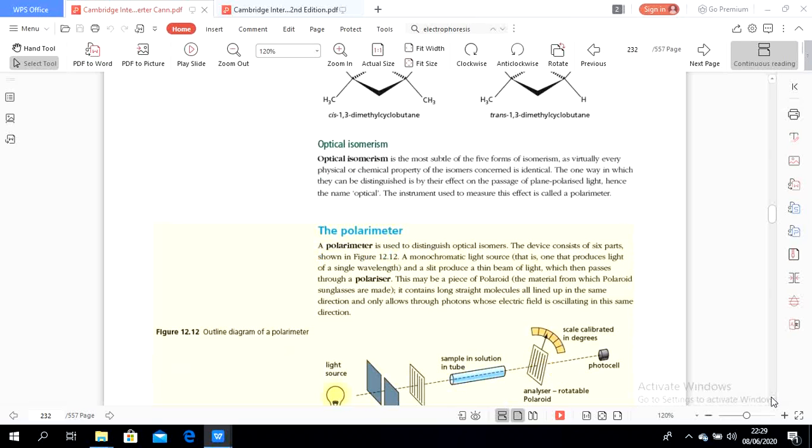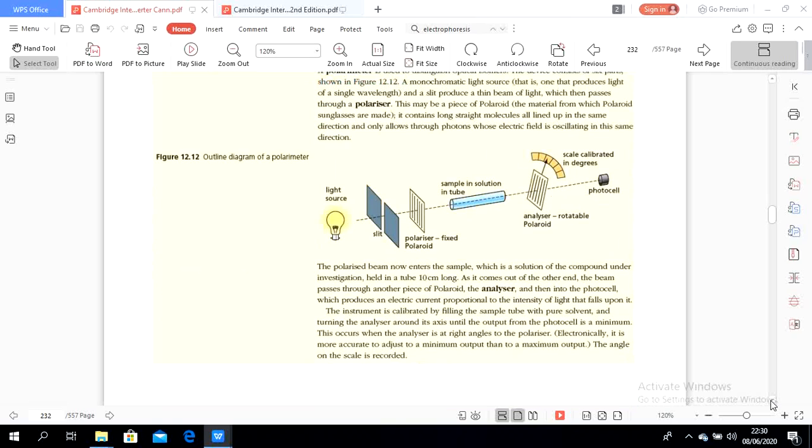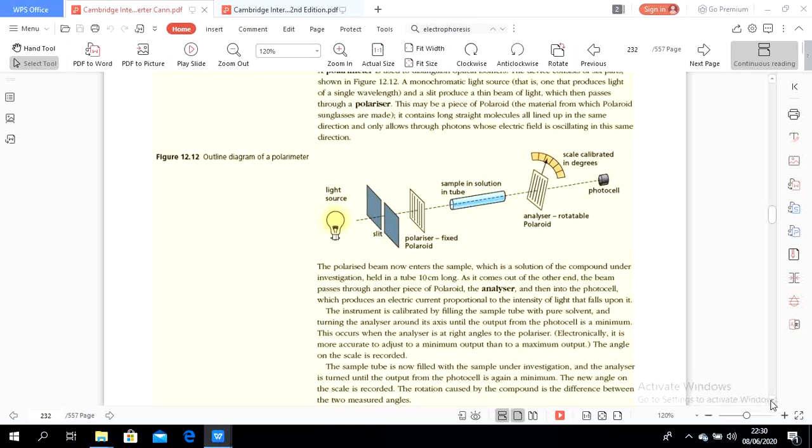You can read in your textbook how it works. In Introduction to Organic Chemistry, we are not learning too deeply about the polarimeter. We just know that the polarimeter is a tool used to distinguish optical isomers. But we have to know what the condition or criteria of optical isomers in a molecule is.